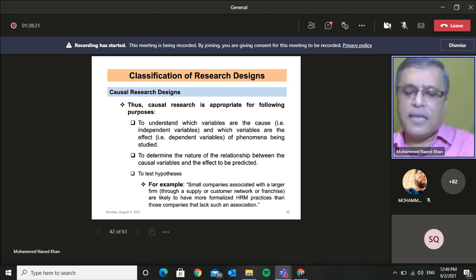I've taken the case of Maruti, but it may be Ford, or for example Mahindra, or other large organizations where some smaller entities may be associated, and they may be providing some kind of services, some kind of raw material, or some kind of semi-finished items to this entity. But the assumption that we are starting with in this case is that small companies associated with larger firms are more likely to have a formalized HRM setup or practices than those companies that do not have such kind of association.